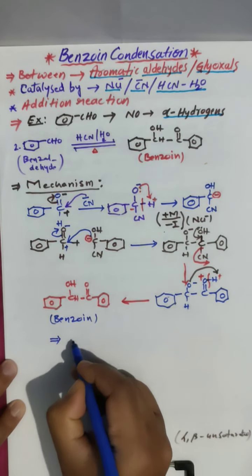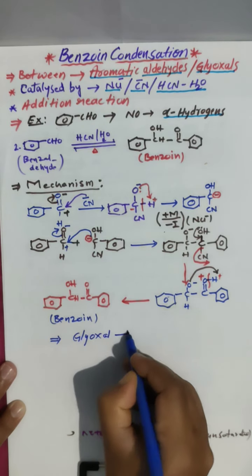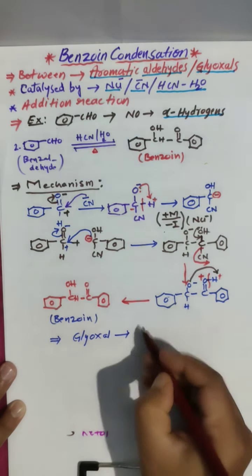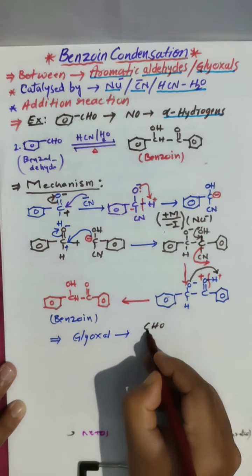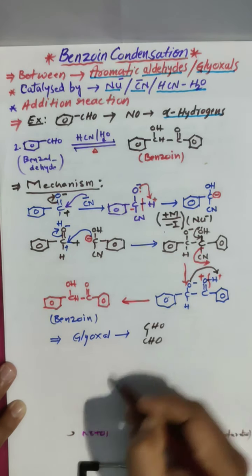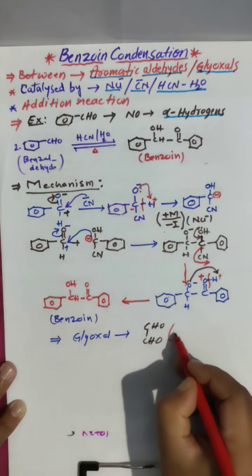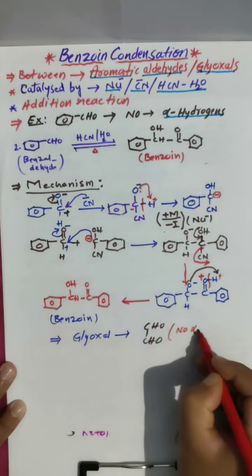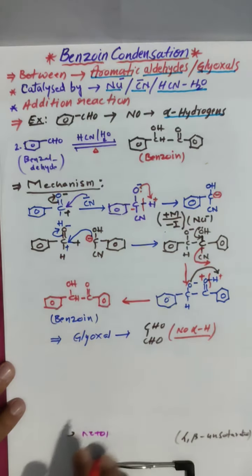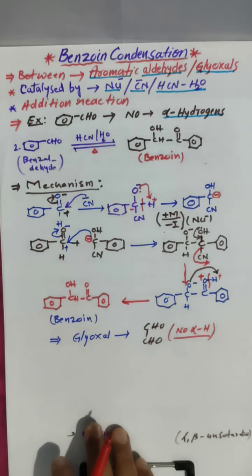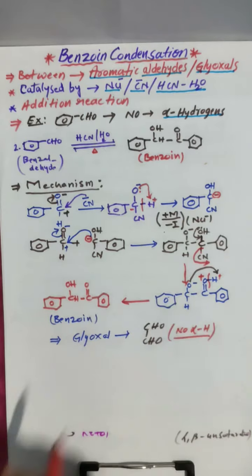You can practice with glyoxal also. What is the formula for glyoxal? Simple, CHO-CHO. In the aldehyde lesson you learned CHO. See here, no alpha hydrogen. So it undergoes benzoin condensation. If you practice this 2-3 times, then it will be easy for you.